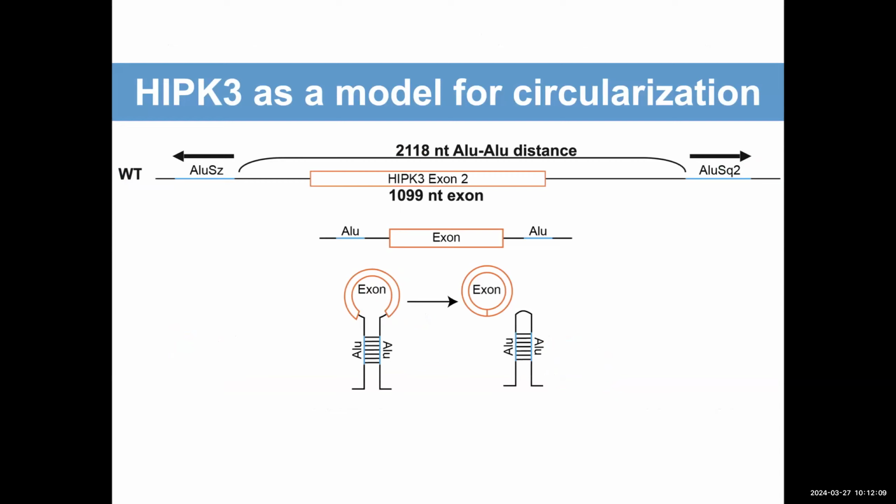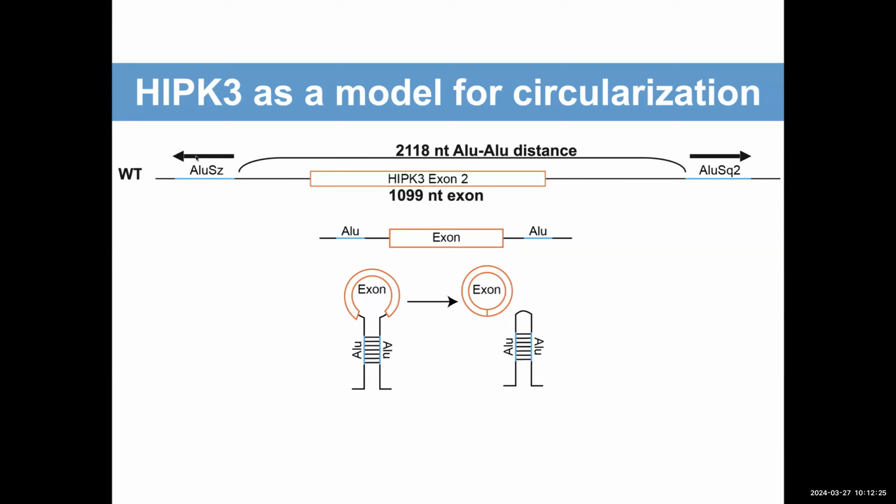by many different labs as well. And so we knew that it was a good system to start with. And this is the HIPK3 exon. It's a very long exon, about 1,099 nucleotides, but it has these two Alu repeats.